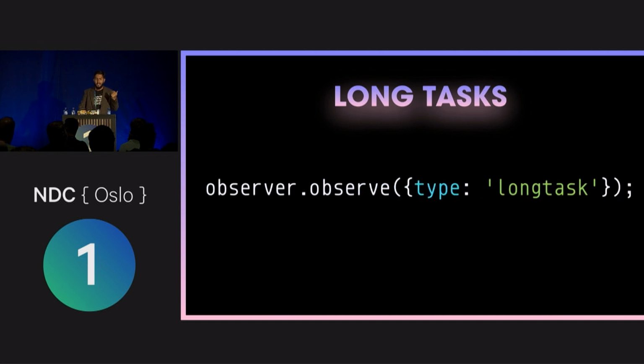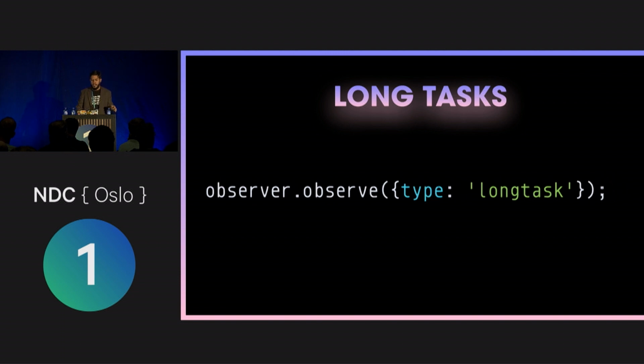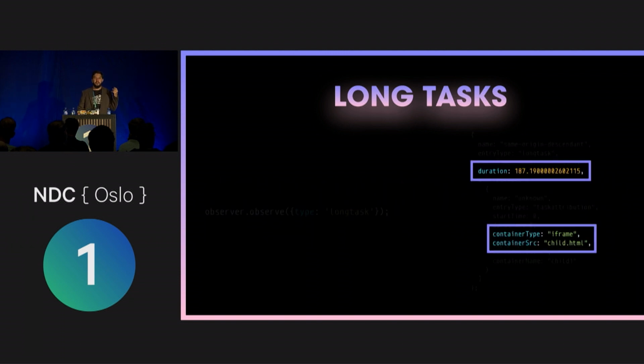To use that API, again, the observer, and then you watch for this one specific event, and as a result, it's going to give you metadata about the event. For example, not only the duration, but also what triggered that one long task.